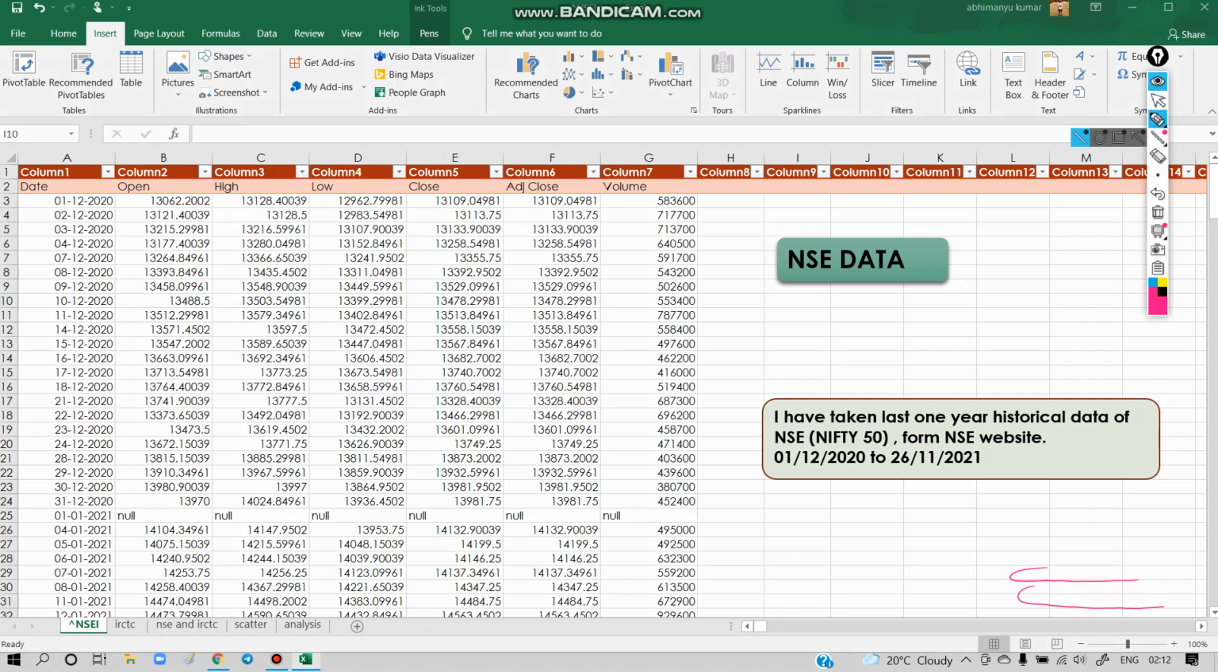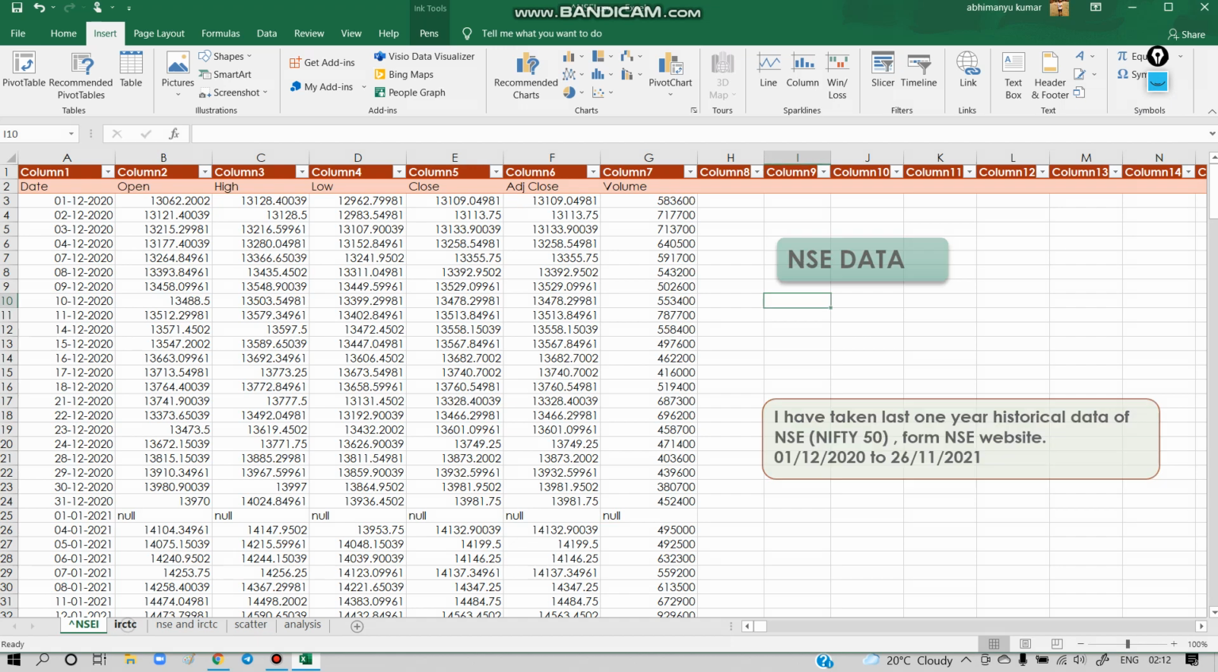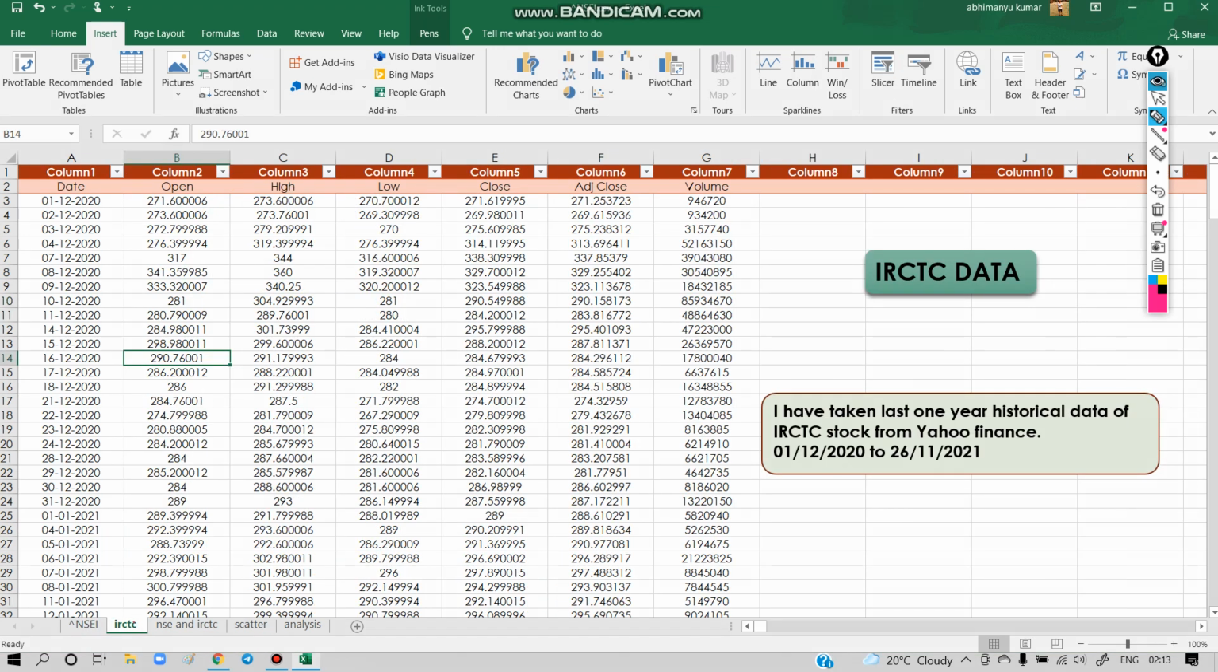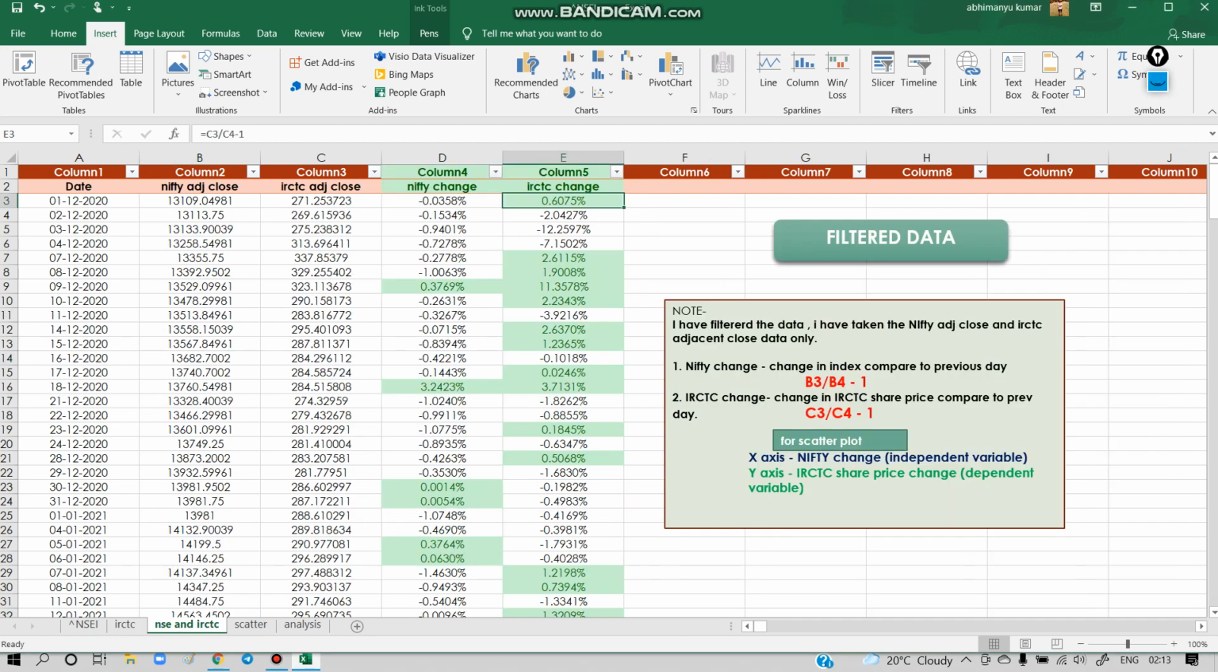I do not need these open, high, low, close columns. I need just the adjusted close of the NSE data, and the same for the IRCTC data. I just need the adjusted close. So what I did, I copied both the columns, went to the next sheet, and pasted both the columns over here: Nifty adjusted close and IRCTC adjusted close.